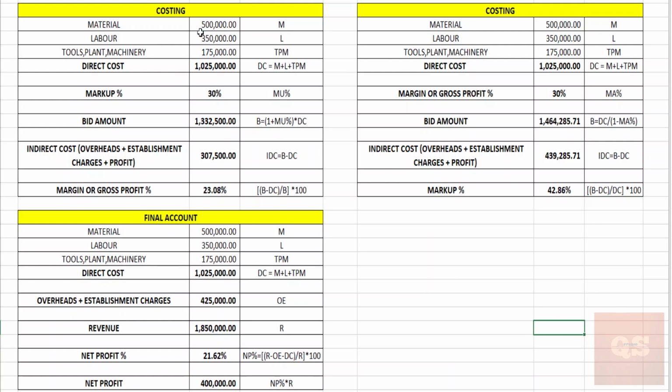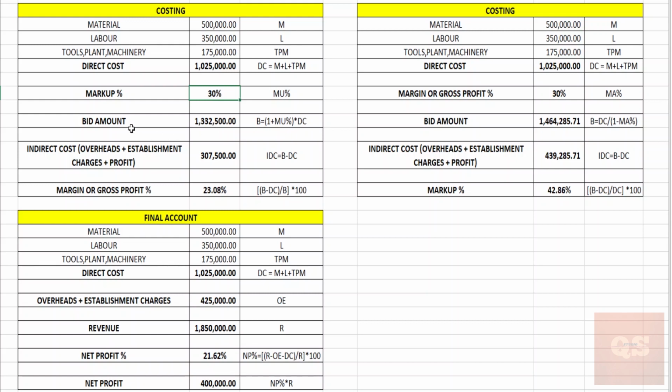So here if you see, I have made a table here called costing. Now your direct cost is your total material cost plus labor cost plus your tools and plants and machinery cost. So here in this example, we are preparing the budget and getting to finalize our direct cost to be 1,025,000. So your management decides to price the project with a markup percentage of 30%. So the meaning of that is you are increasing your direct cost with the markup percentage and then selling that particular project or product.